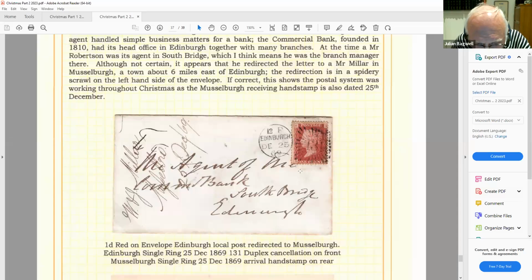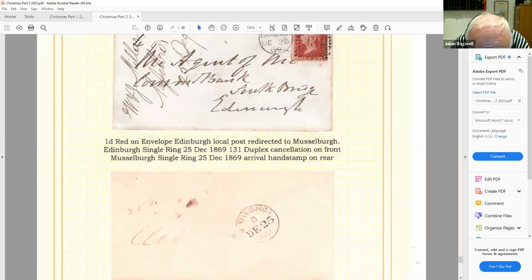And that was sent within Edinburgh to Musselburgh, and there's a very clear and rather slightly different format Musselburgh receiving hand stamp on the rear. So this would have been posted and delivered on the same day, Christmas, in 1869.